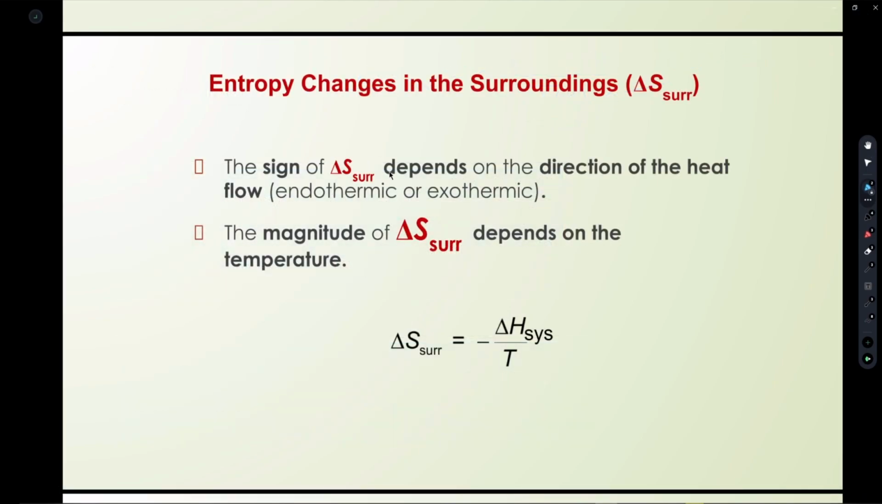The sign of delta S of the surroundings depends on which way the heat is flowing, whether it is endothermic, which would result in a negative delta S value, or whether it is exothermic, which would result in a positive delta S surroundings value. The magnitude also depends on the temperature, meaning if the temperature is higher, the delta S value will be significantly lower.